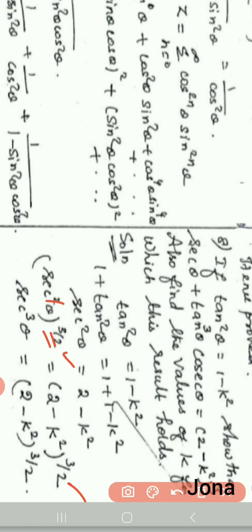Here I can cancel this 2 and 2. So cube will be there. So secant cube theta equal to 2 minus k square power 3 by 2. But we want to prove some more thing here. Okay, so let me see now. That secant cube can be written as secant theta into secant square theta equal to 2 minus k square whole power 3 by 2.